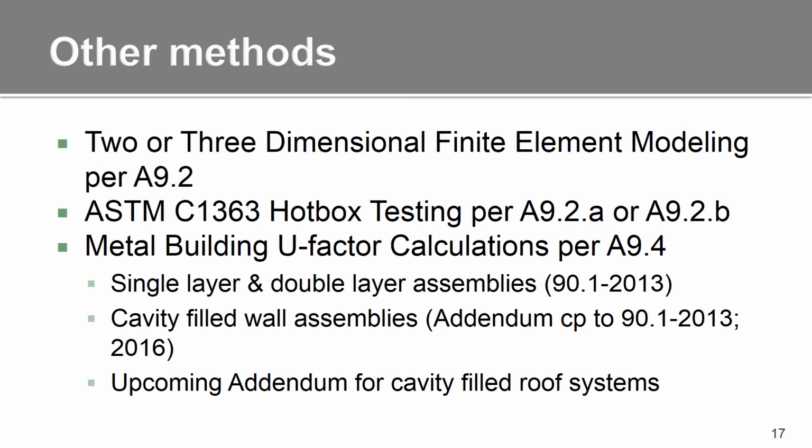And of course, the latest version of 90.1 includes the calculation methods, so you can do that for the single and double layer systems. And now for the cavity filled wall systems via Addendum CP. And upcoming, there will be some changes that will allow you to calculate cavity filled roof systems. So those are under development within the ASHRAE process. So look for that maybe later on in 2017 or early 2018.